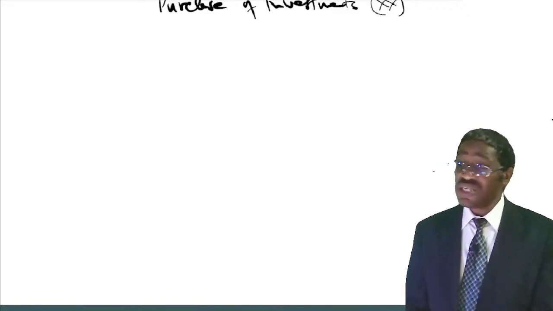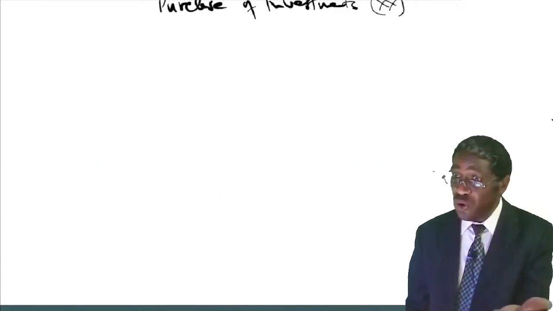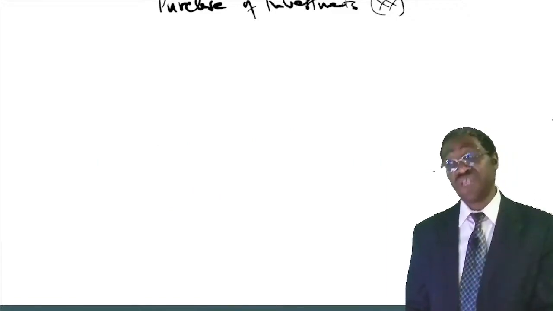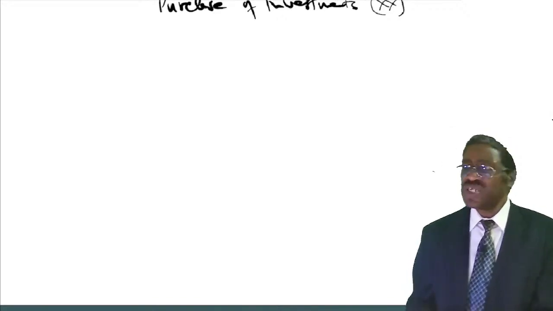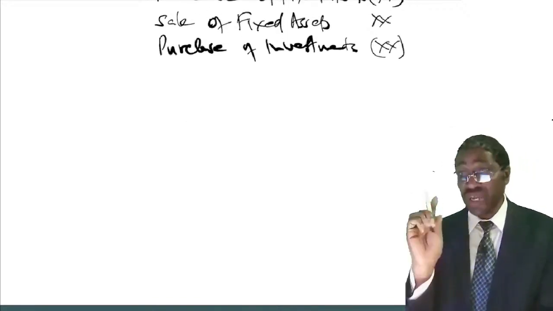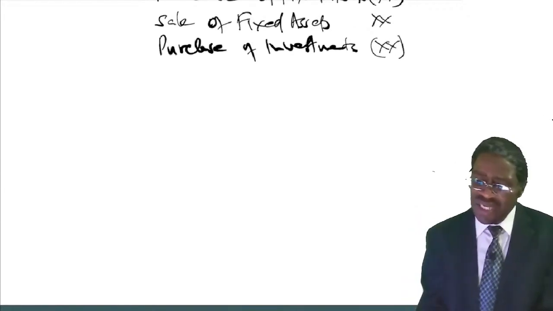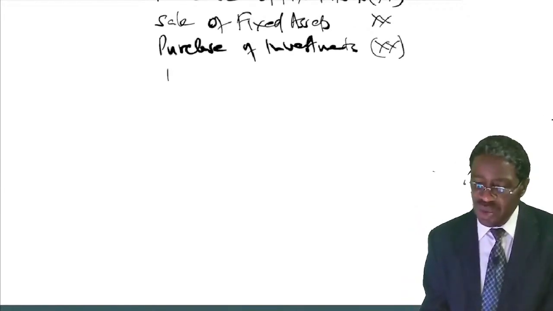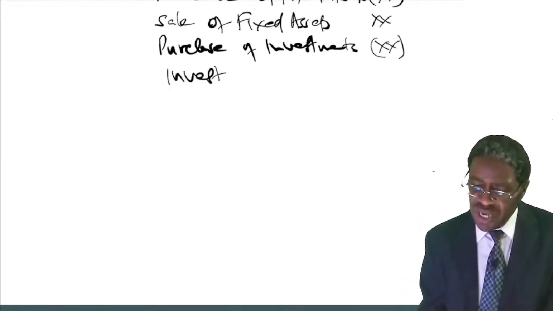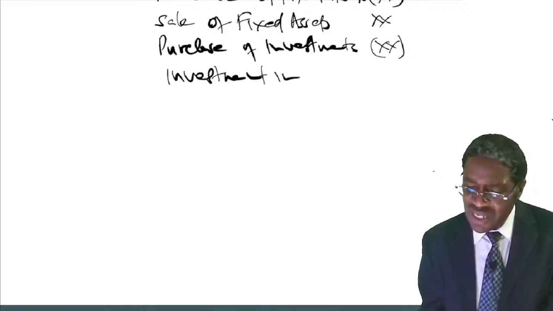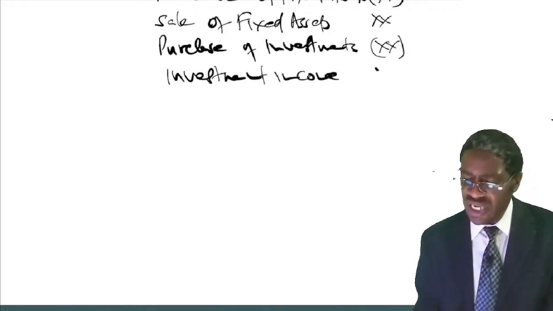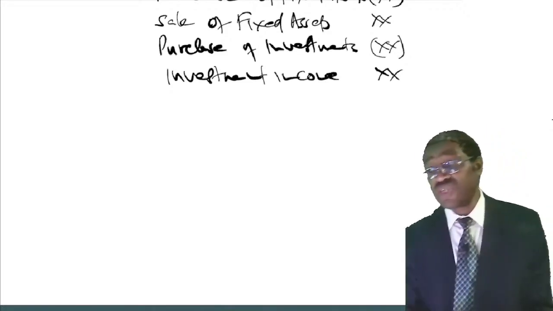Maybe you bought shares in Safaricom and you are keeping them for the long term. By the end of the year, they give you a dividend. Listen now, you are receiving an income from your investment. That income you are receiving from your investment, we shall also be classifying it as an investing activity. Any investment income is an investing activity.